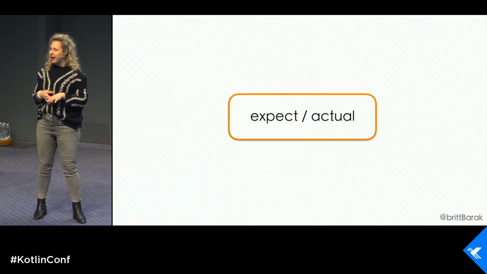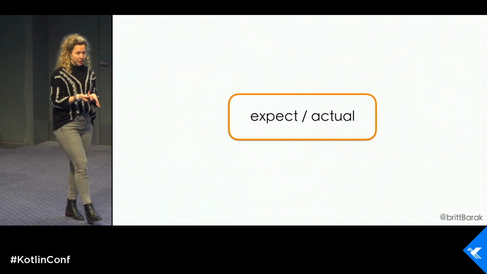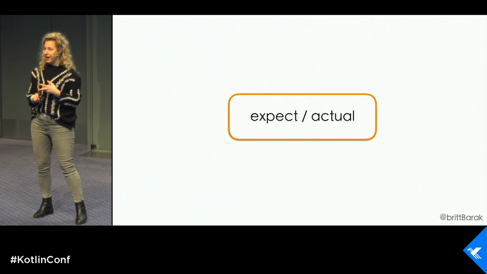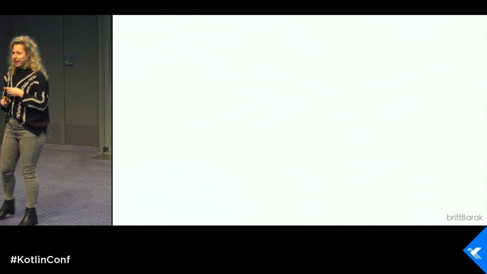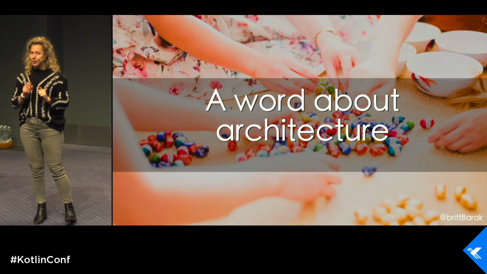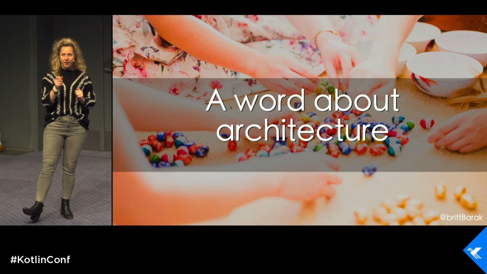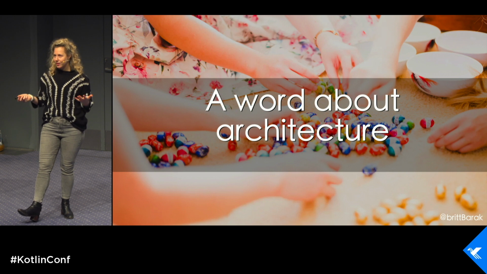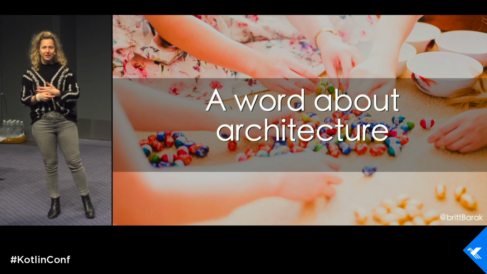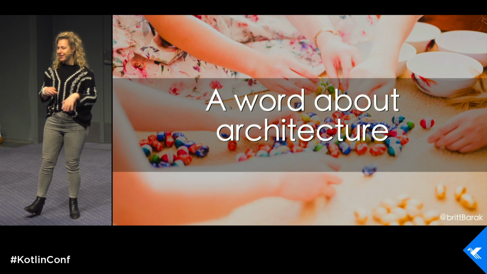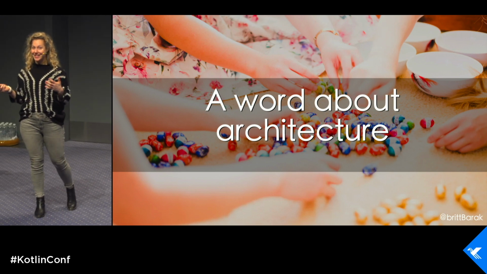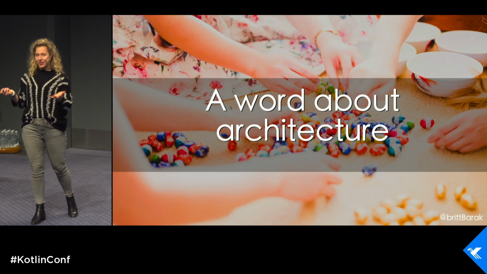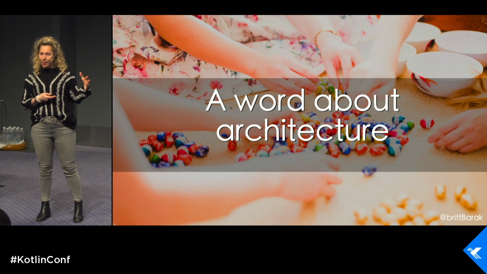In order to do that, we have this mechanism in Kotlin Multiplatform with two new words, expect and actual. Let's see a bit how that works. But before that, I want to say just a word about architecture. There are so many different patterns for architecture. This is not a talk about how to architect your app. There are so many different reasons and needs for different applications, so I'm not here to talk about that.